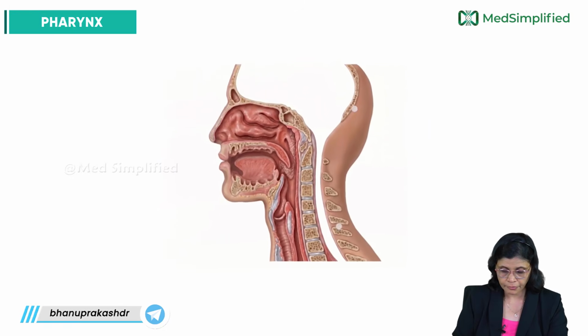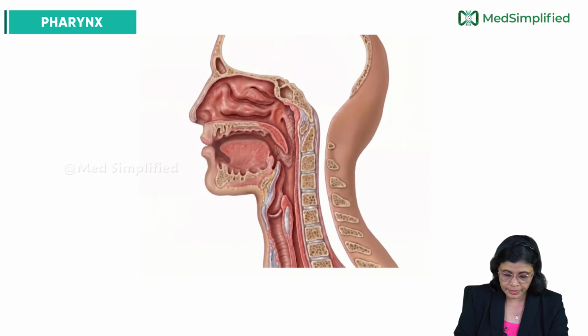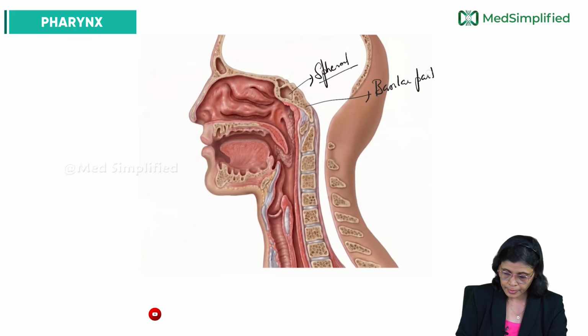Here the pharynx, superiorly, will be supported by the body of the sphenoid. So this is the sphenoid bone. It is supported by the body of the sphenoid and the basilar part of the occipital bone.